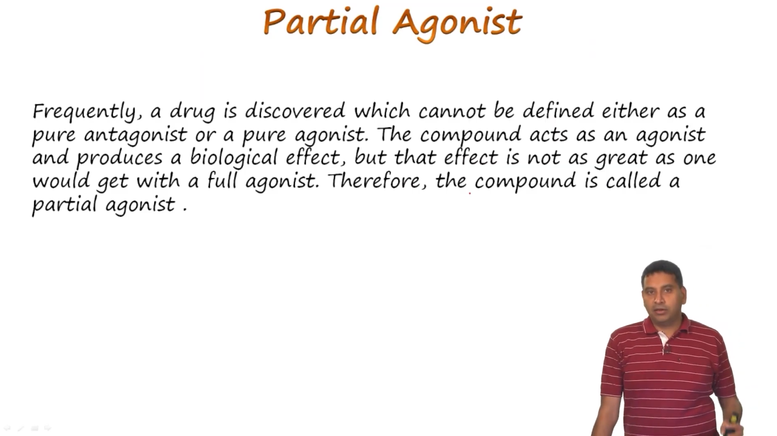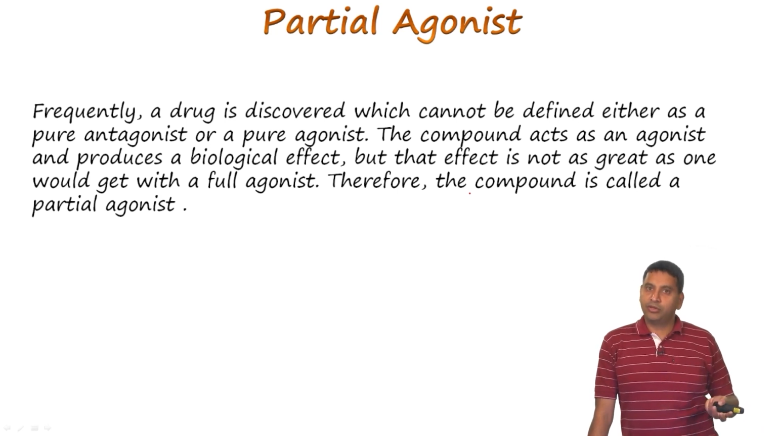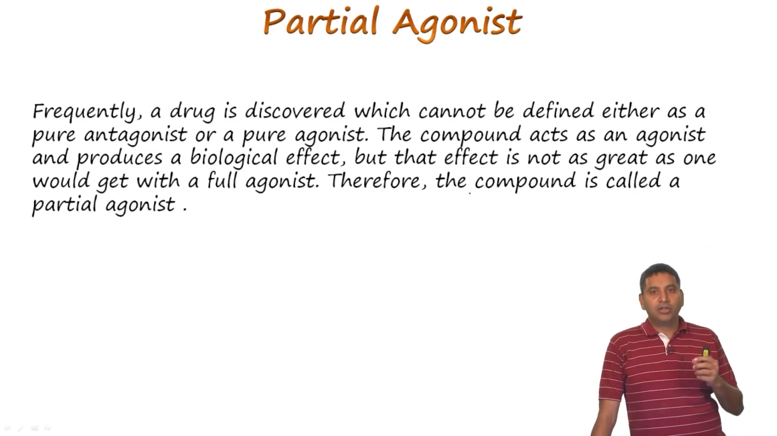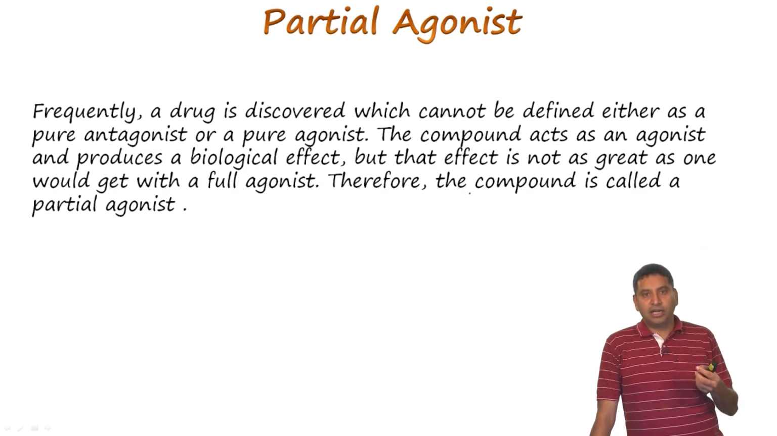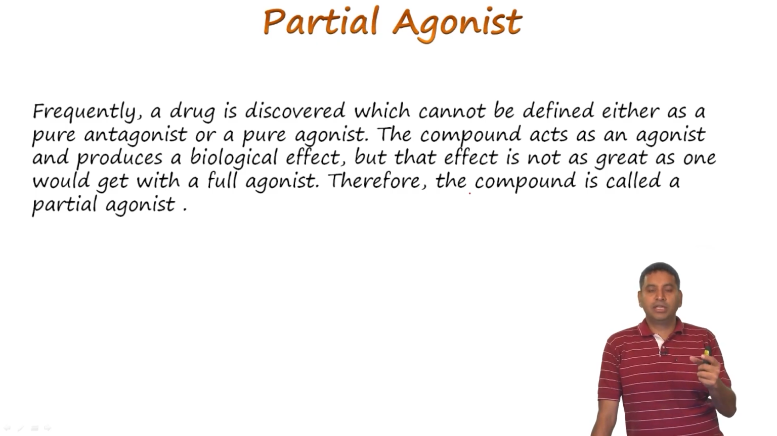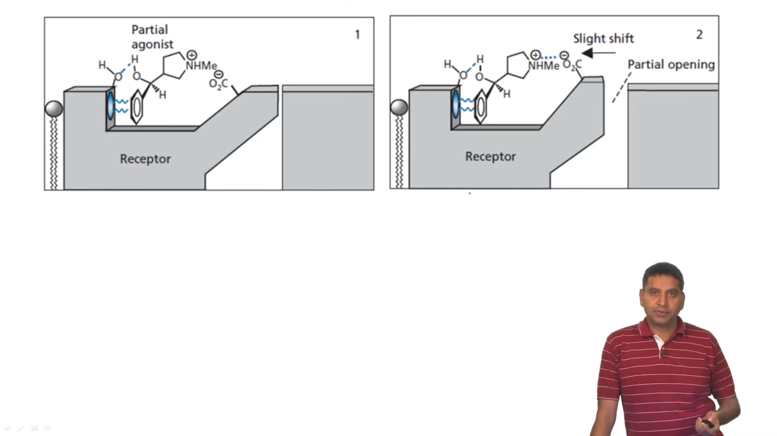Okay. There are frequently, in drug discovery, molecules which are known as partial agonists. Okay. So, these are molecules which cannot be defined either as a pure agonist or a pure antagonist. So, the compound acts as an agonist and produces a biological effect, but that effect is significantly smaller than what we would get with the normal ligand. Okay. So, therefore, it is called a partial agonist, right.